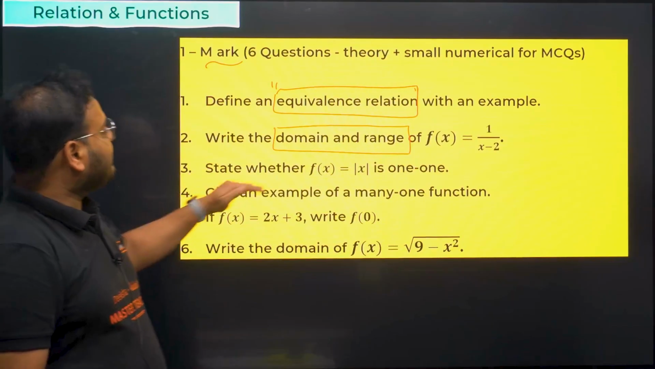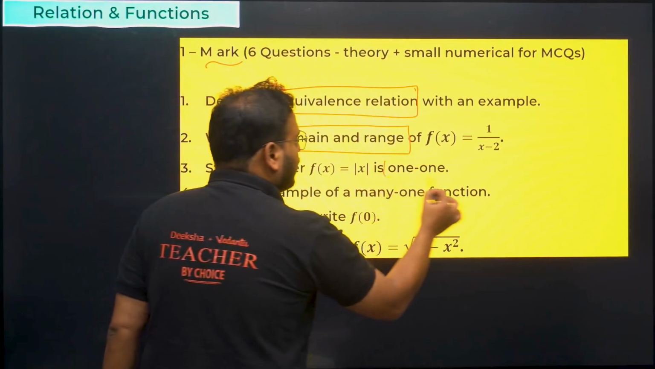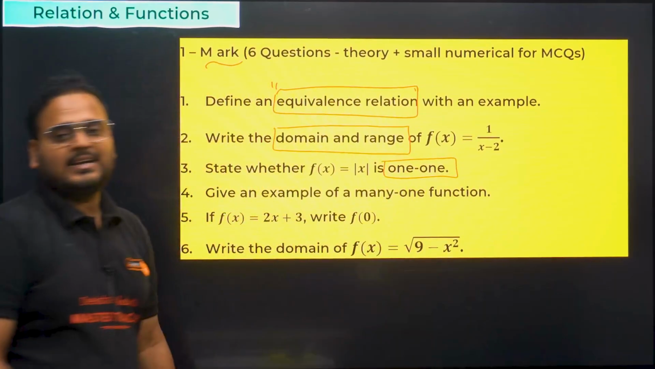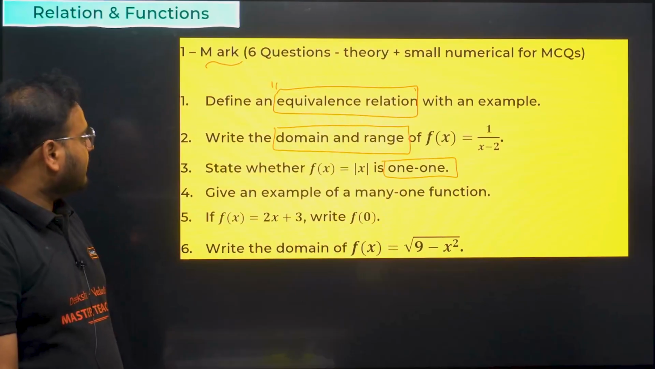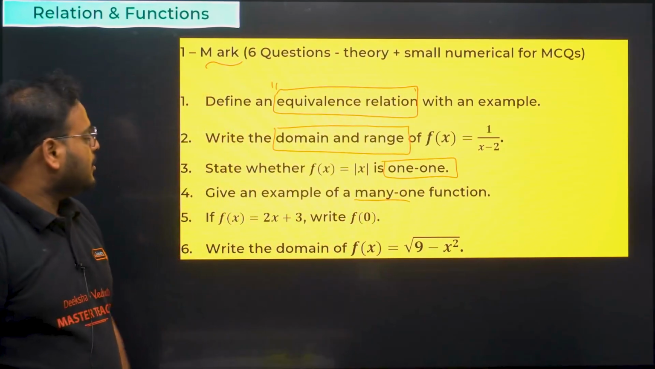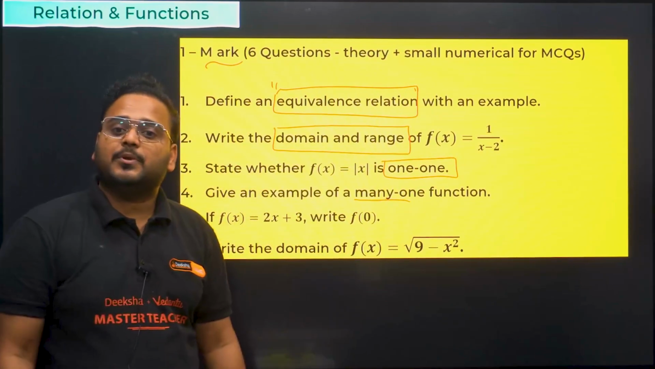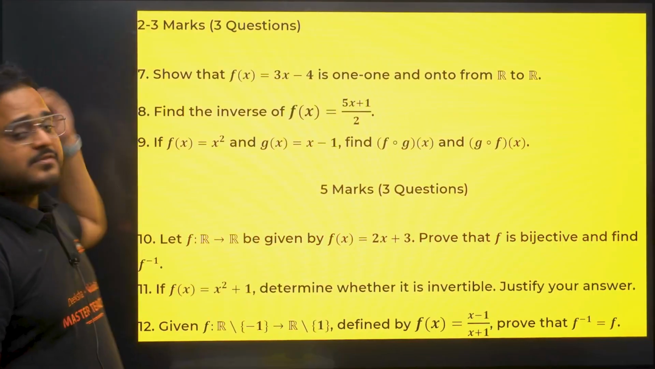Next is what? State whether f(x) = mod of x is 1-1 or onto. Remember, the types of function, one-one, onto, and bijective function, that category is also very important from the unit test exam point of view, okay? Next is, give an example of a many-one function which is not one-one. So different topics are there. Based upon that, I have given you some questions which are important for PU2. Now this was for the 1 mark category.